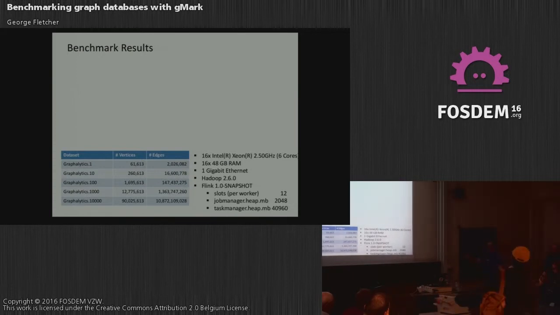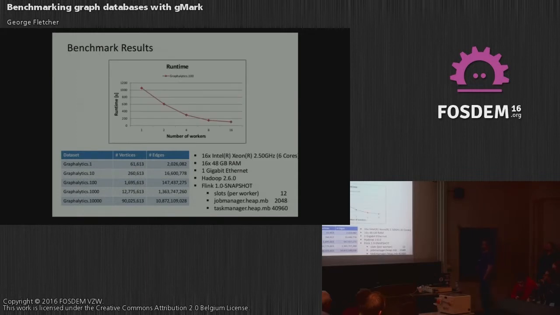This is the cluster I ran that on. I think here, yeah, I used a Flink snapshot version because there were some fixes that are necessary to run this. And okay, so let's look at the result. This is the runtime for graph analytics 100, so this graph here, and the runtime of the complete workflow that I just showed you before.